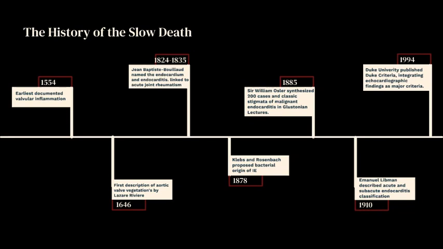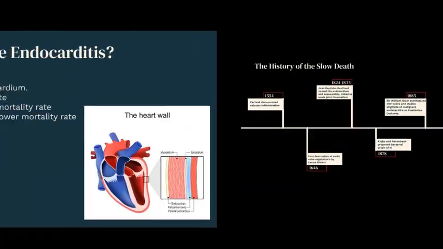And then in 1878, Klebs and Rosenbach proposed that IE was caused by bacterial origins. In 1885, Sir William Osler synthesized 200 cases and classic stigmata of malignant endocarditis in his Gladstonian lectures. He also disproved the theory that it was linked to acute joint rheumatism and basically classified endocarditis as its own infection. In 1910, Emmanuel Libman described acute and subacute endocarditis. In 1994, Duke published the Duke Criteria, integrating echocardiographic findings as major criteria, which I'll talk about later.